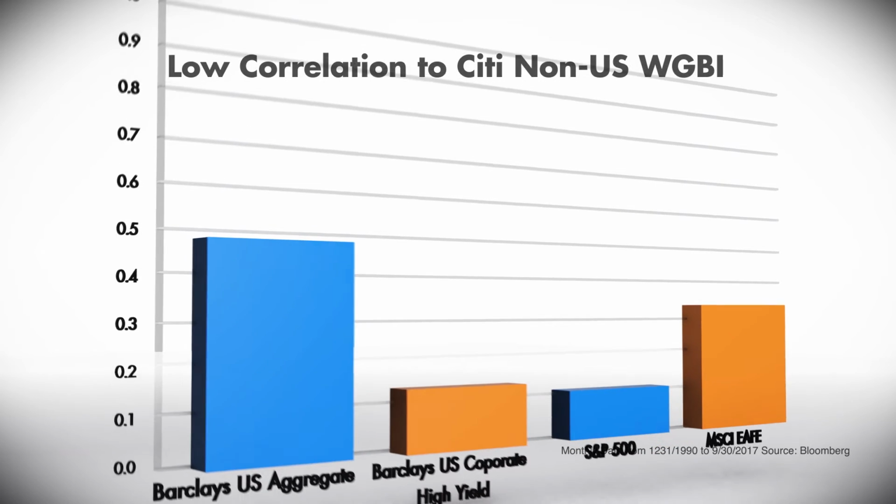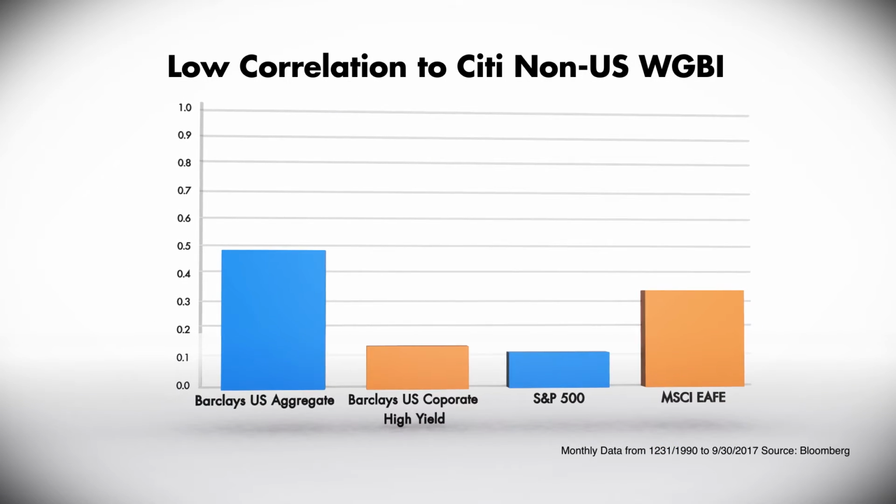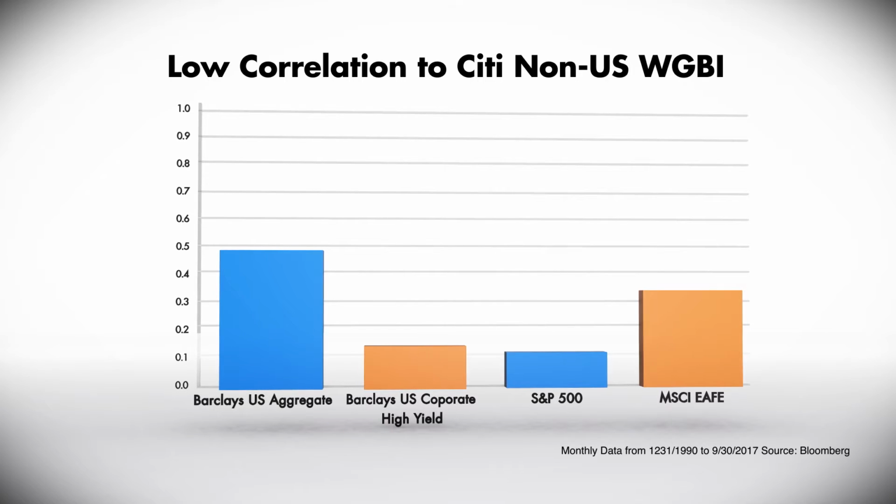That is when we look at it compared to the U.S. Barclay Agg, U.S. high yield indices, as well as U.S. and international equity indices. Part of that reason for the low correlation, we think, is the diversification across countries, which have the ability to be at different stages of their business and economic market cycle.